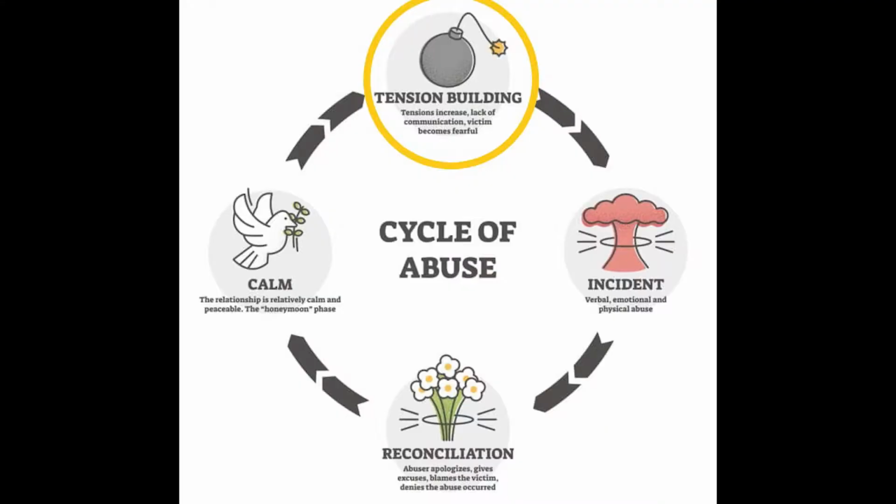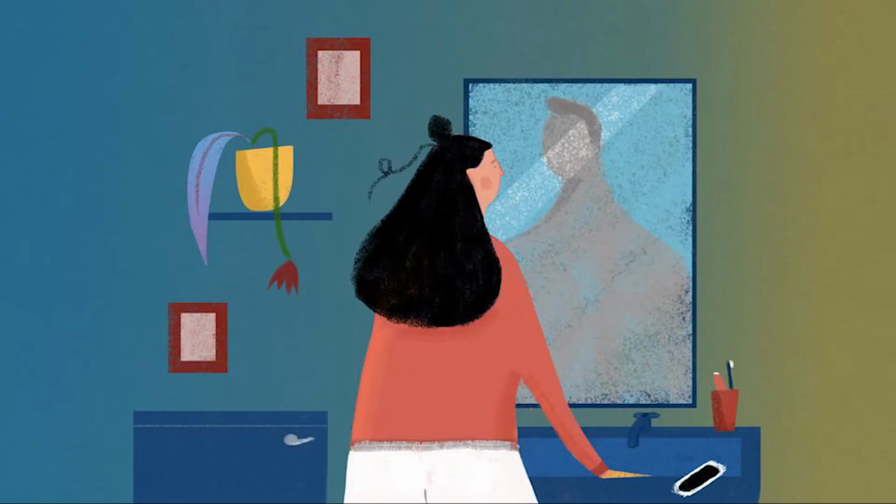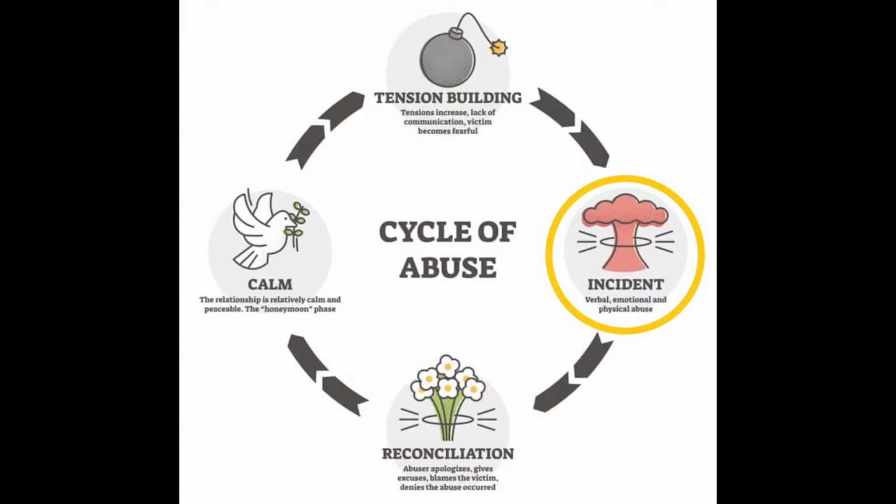The first stage is tension building. Here, stress builds and abusers may begin to feel wronged, ignored, or neglected. They may accuse, yell, or make demands while the victim feels like they are walking on eggshells and become anxious and afraid. The second stage is the incident.